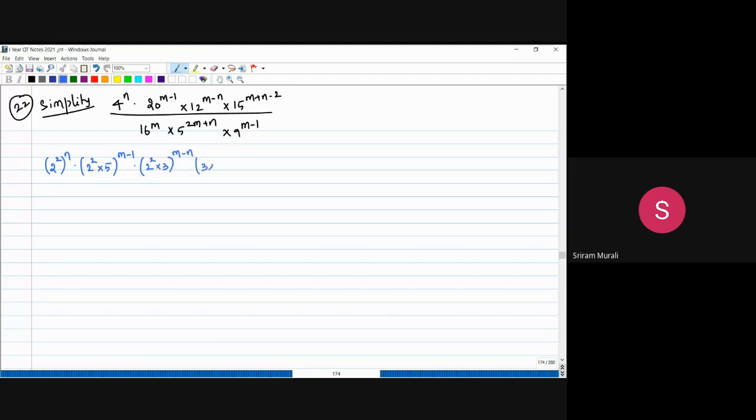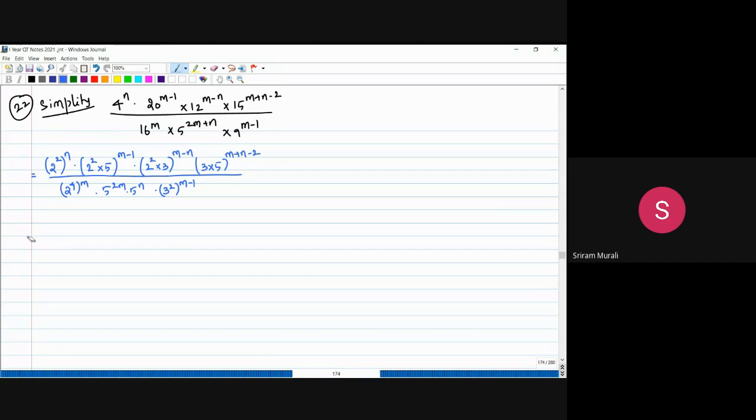It is 3 into 5, the whole power m plus n minus 2, divided by 2 power 4, the whole power m. This is 5 power 2m into 5 power n. It is 3 square, the whole power m minus n. Have you first understood what I did? I reduced everything to the prime number.